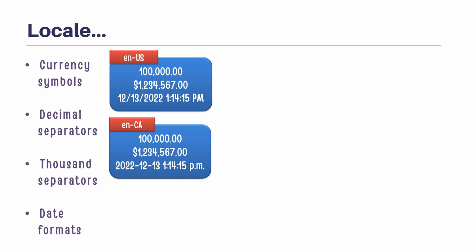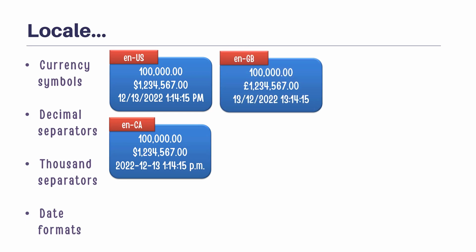In US, the date is represented in month followed by day followed by year format, while Canada uses year followed by month followed by date. The separator which separates different components of date are also different in these two cards. Now let's have a look at another two cards. The third card is for Great Britain, while the fourth card is for India.